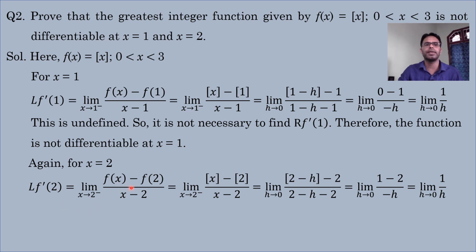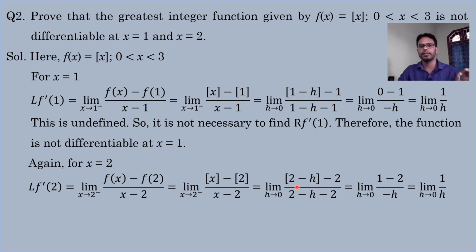So (2 - fx) minus f2 divided by x minus 2, this function. Similarly, the greatest integer of 2 will be 2, but as h tends to 0, it becomes 2 minus h. This time it is 2 minus h, positive and negative 2 are cancelled, and here 2 minus h means what?